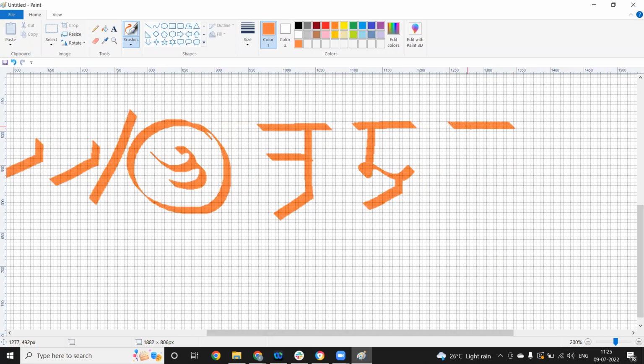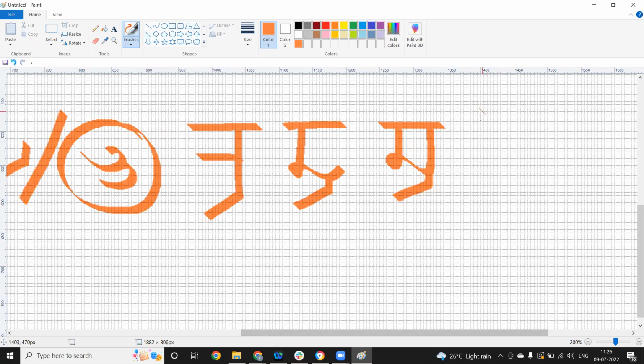Let's do it with cha also. Same way. I'm using it with pa as well. So I'm not putting the matra exactly in between here in the center, just slightly away from this on the right hand side.